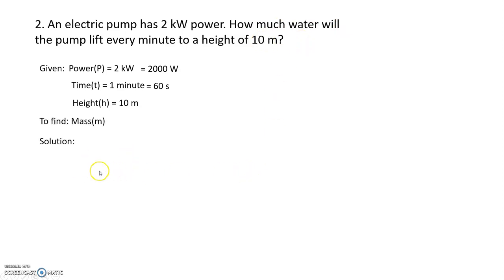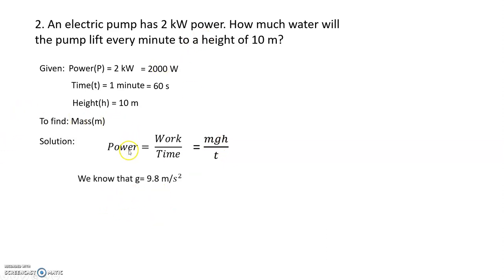So let's write down again the same formula. Power is equal to work upon time. And work here is again mgh, because the water is pumped. So it's a potential energy, which is mgh upon t. Now the power value, we will keep it as 2000. Again, the value of g is 9.8 meter per second square.